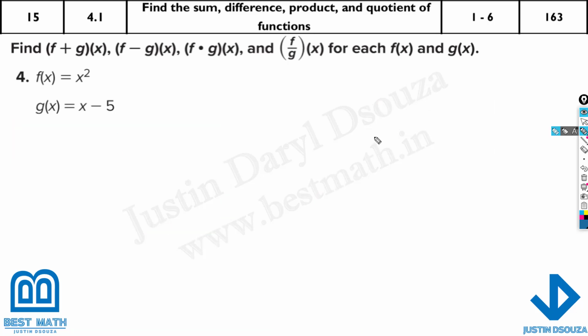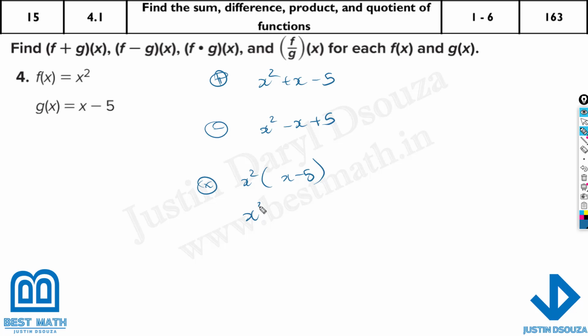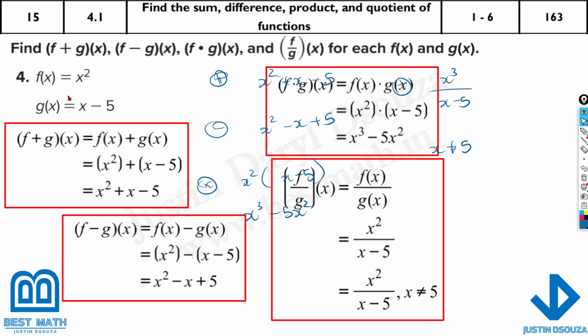And similarly, this one, x squared plus x minus 5. That's it, the addition. You just write them together. Subtraction would be x squared minus x plus 5. Done. Multiplication would be x squared times x minus 5. That gives us x cubed minus 5x squared. Isn't that very easy? Division is x cubed divided by x minus 5, where x cannot be equal to 5. As simple as that. Why? Because x minus 5 cannot be equal to 0. If you take minus 5 to the other side, it will be this one. So, as simple as over here, those will be all the correct answers.